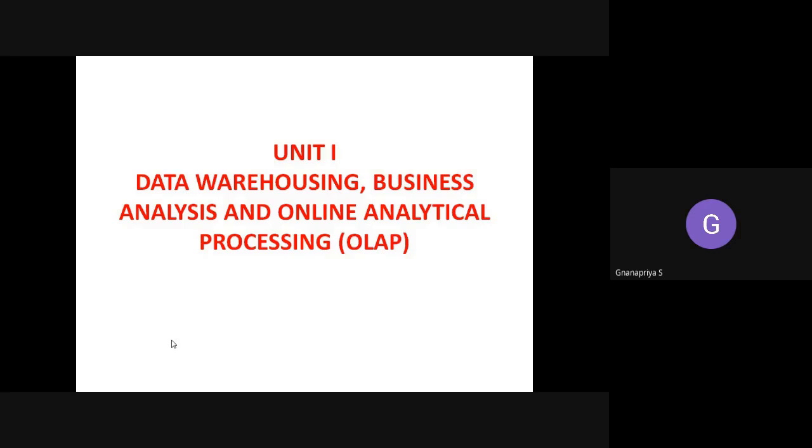One is data warehousing, business analysis, and online analytical processing. So we are going to see what is a warehouse, what is the architecture of the warehouse, how to build a warehouse, and what are the components involved in building the warehouse, as well as what is an online analytical processing server. So these are the contents we have under unit 1.